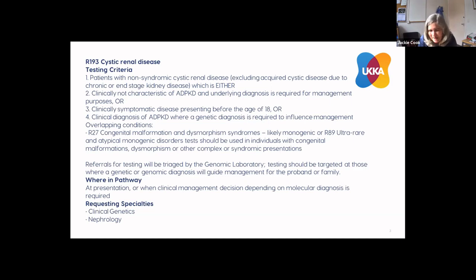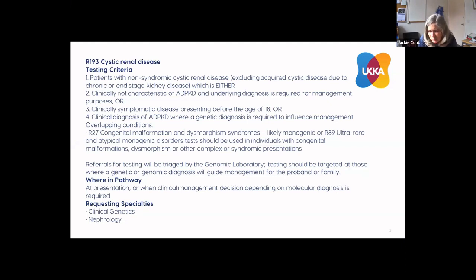So these might be cases where people are presenting with small numbers of cysts in both kidneys, or an unusual distribution of cysts, and it's really not clear whether they have autosomal dominant PKD or some other type of polycystic kidney disease due to some of the more recently identified genes. So that's the first criteria, is that atypical presentation of cystic disease.